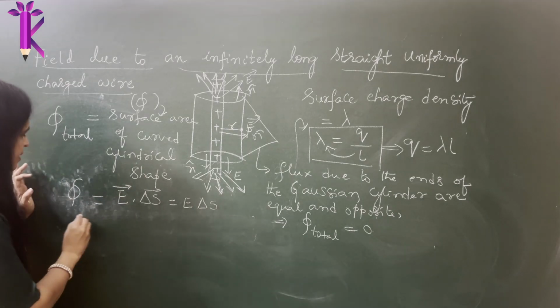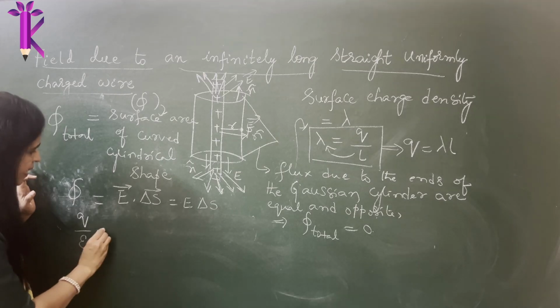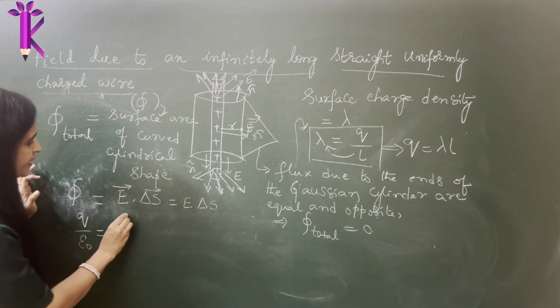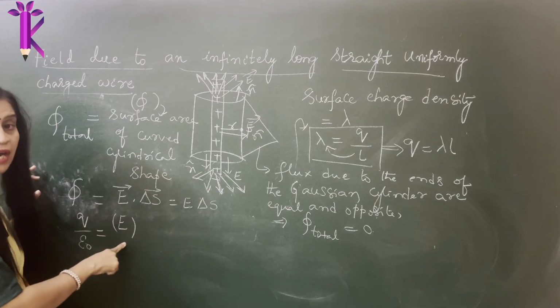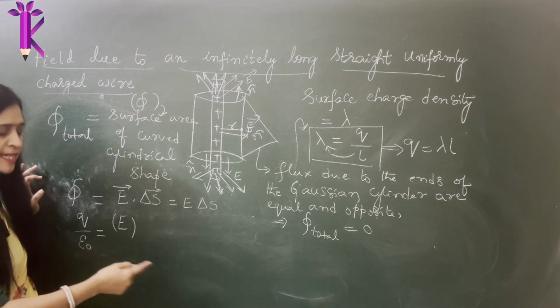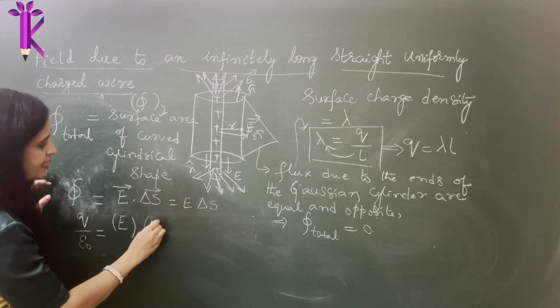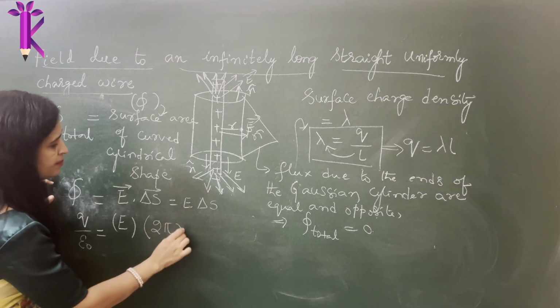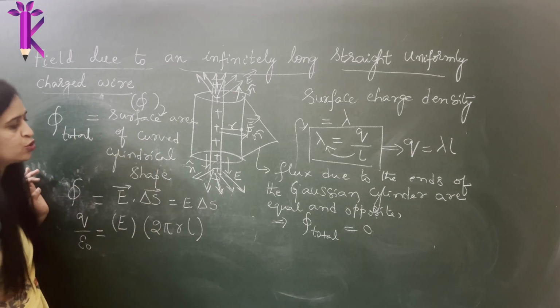Now we will write what the total flux is according to Gauss law. It is Q by epsilon naught. We will retain E as such because we are arriving at the expression for electric field only. We will not write an expression for E because we have to arrive at the expression for E. Delta S is the area, so the area of only the curved surface is given by 2 pi RL.